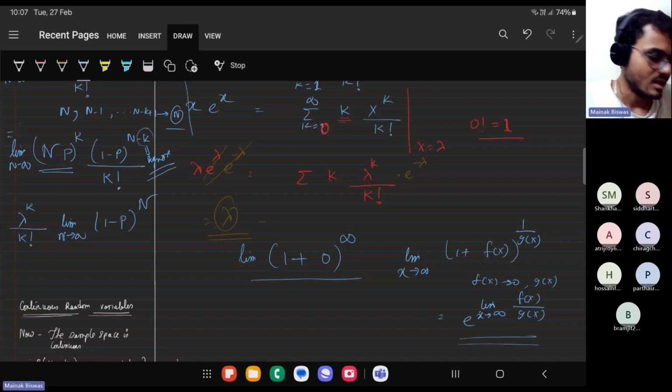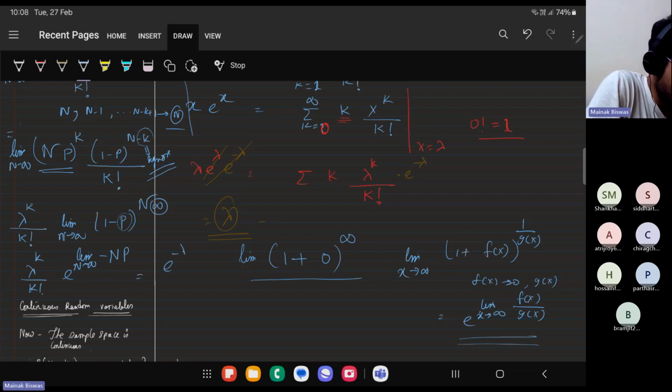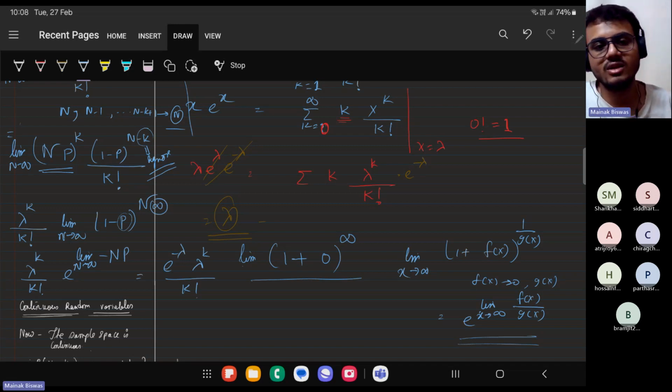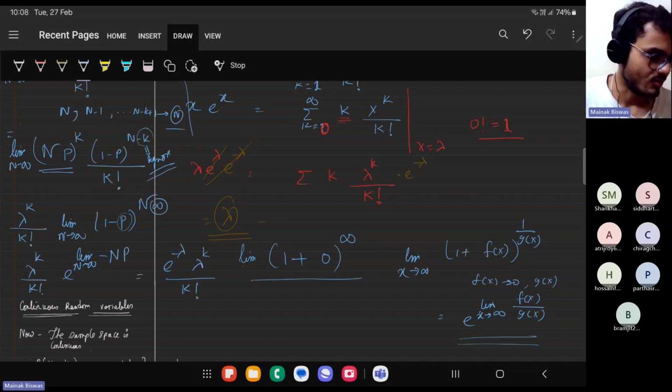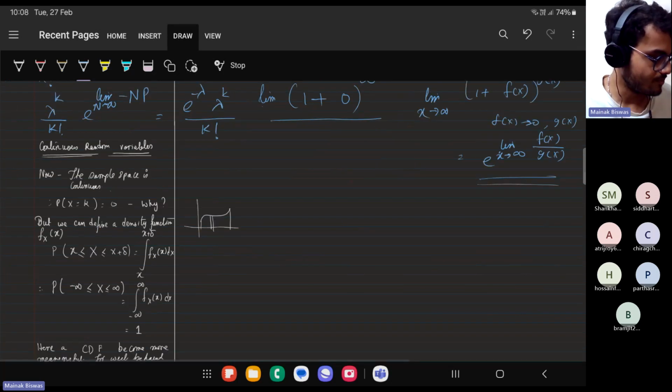So here it is 0, here it is infinity. What will you get? You'll get e to the power of limit n tends to infinity minus np. Simple. This can even be given in board exams, not a difficult question. E to the power minus lambda, lambda to the power k by k factorial. Done. So you see, if n tends to infinity and the product np becomes constant, you get a Poisson distribution from the binomial distribution itself. Is it okay? With that, I'll stop. We have done discrete distributions.